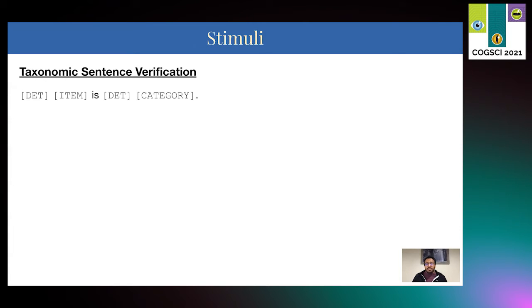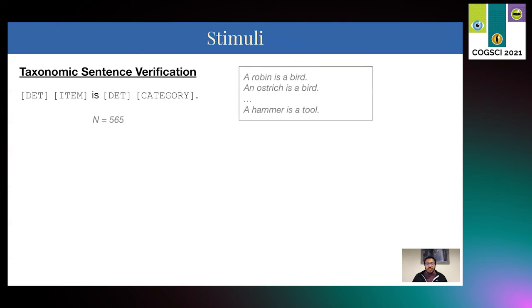So we create templates representing the stimuli that were used in the original papers for our two phenomena, and then plug in the items and categories that we derive from the original Rosch study. For the taxonomic sentence verification paradigm, we have 565 different sentences expressing category memberships across 10 categories, leading to examples such as a robin is a bird, an ostrich is a bird, or a hammer is a tool, etc.